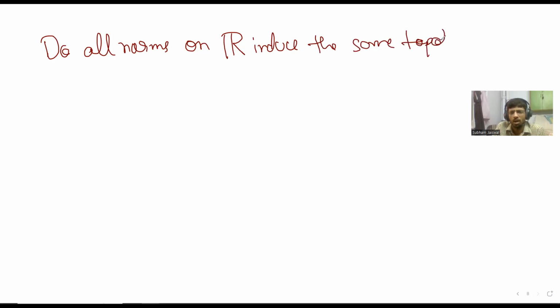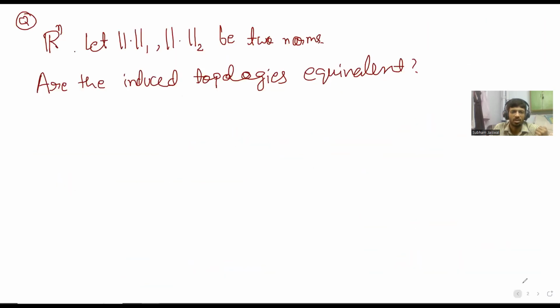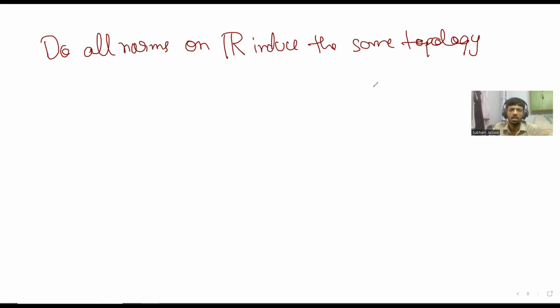I mean, that question on Rn now reduces to R. If the answer is true on R, then it is true on Rn. Like, are the topologies the same? As we have seen, that comes down to this question. So this is one good question to ask.